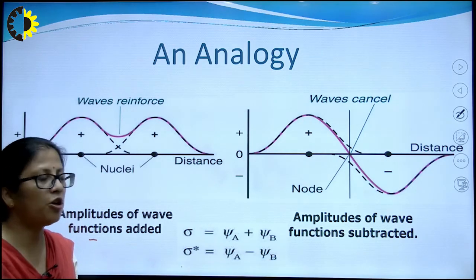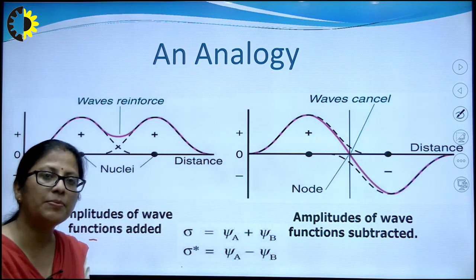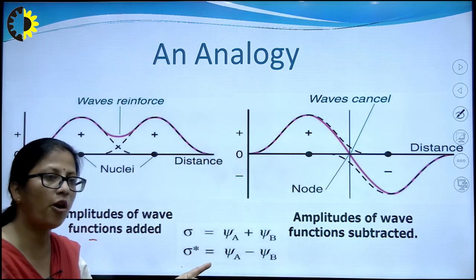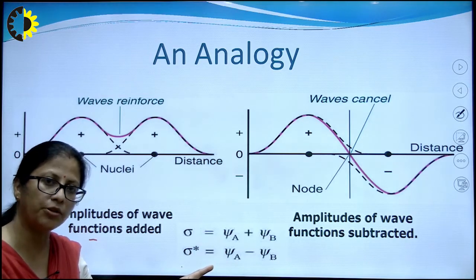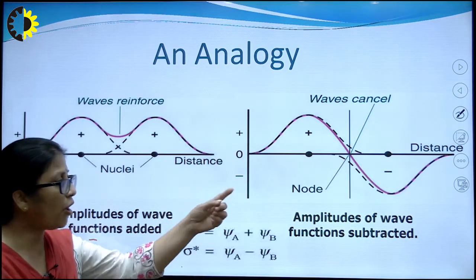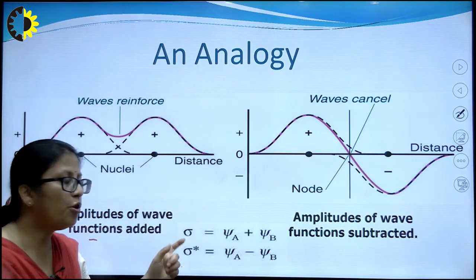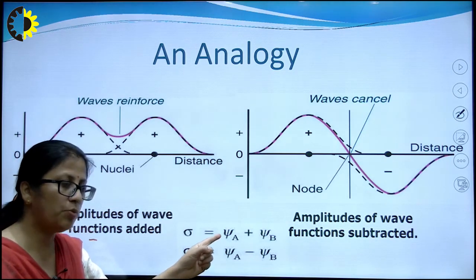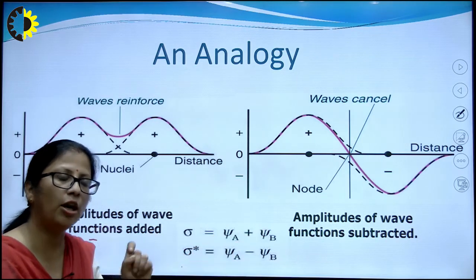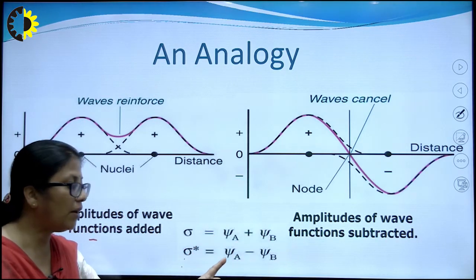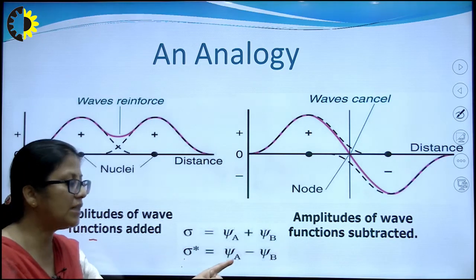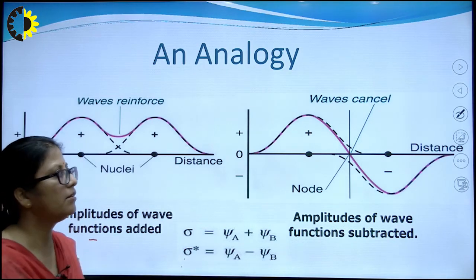So, if two atomic orbitals are combining, two types of combination can take place. Either it can be additive combination or it can be subtractive combination. So, on combination of two atomic orbitals, two molecular orbitals will be formed, one by the additive combination, which will result in the formation of the bonding molecular orbital, and the other on subtractive combination, which will result in the formation of the antibonding molecular orbital.